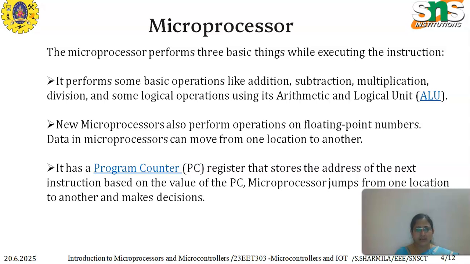And the data in the microprocessor can move from one location to another location using register movement. The microprocessor also has a register called the program counter. Its special application is that it stores the address of the next instruction. Based on the value of the program counter, the microprocessor jumps from one location to another location for making decisions using jump and loop operations.